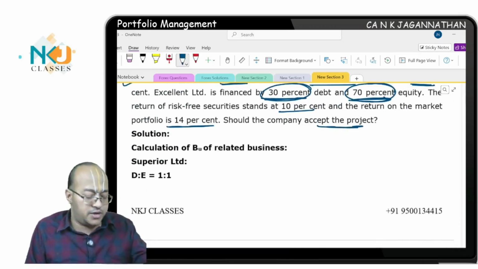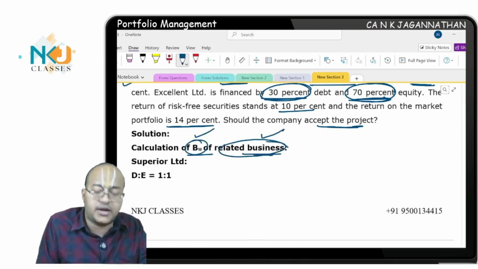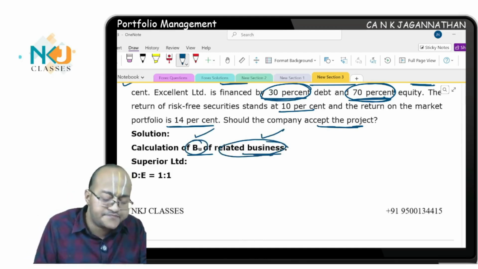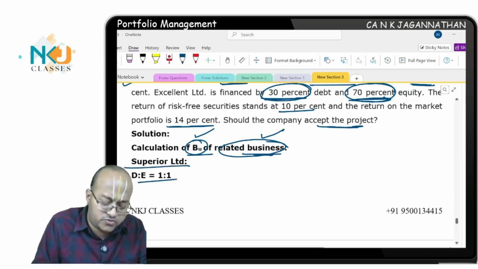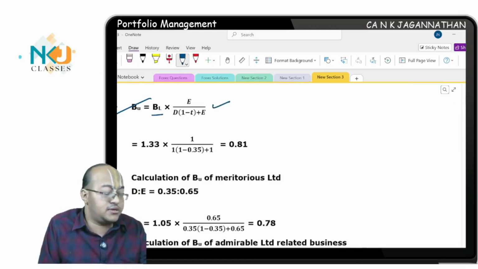Okay, the first step is the calculation of unlevered beta of the related business. Related business should be covered. Unlevered beta would cover the debt equity ratio. You unlever it from levered. Agreed? Only the related business you will consider. So for Superior Limited, the debt equity ratio is 1:1. The formula is the same. Beta unlevered is equal to beta levered into equity by debt. Are you listening? This is the same.